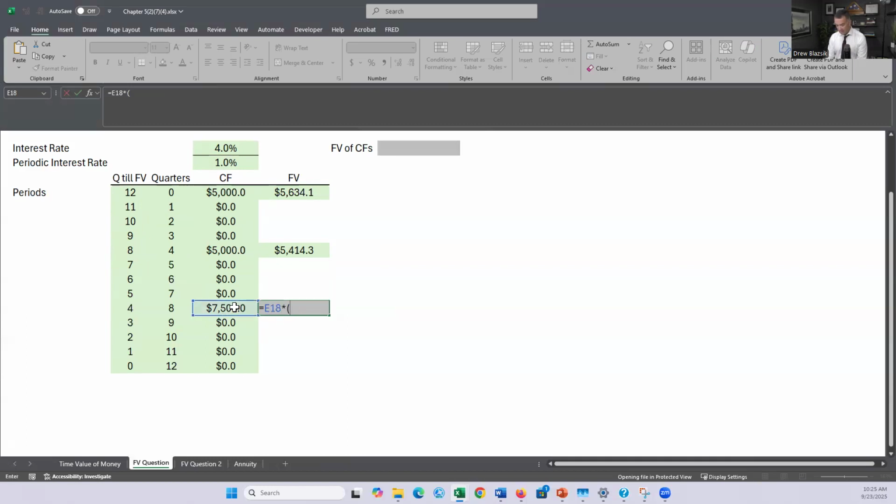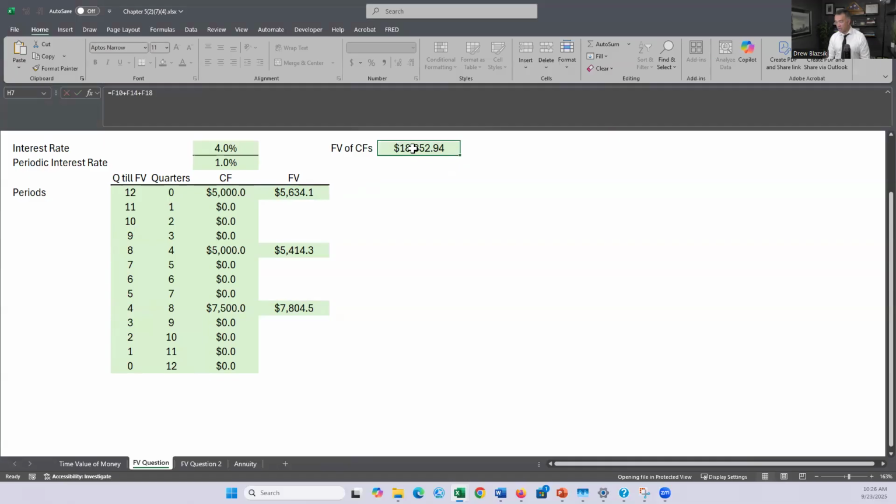7,500 multiplied times 1 plus the periodic interest rate to the, well, how much does it compound? It'd be 4 quarters. So to find the answer to it, now we're just going to find the future value of all cash flows. I'm going to go equals, this one plus this one plus this one.